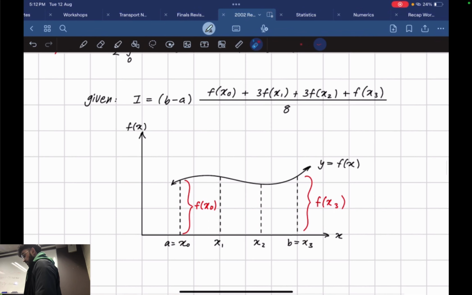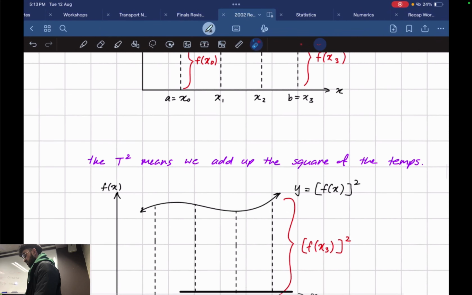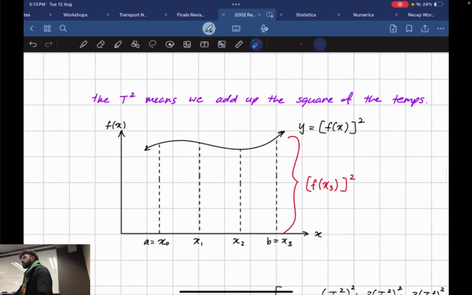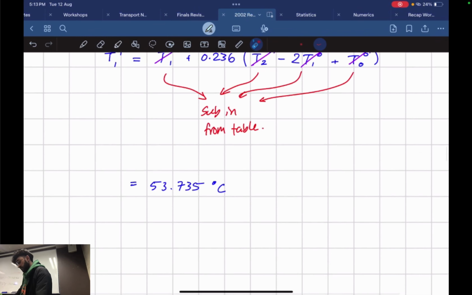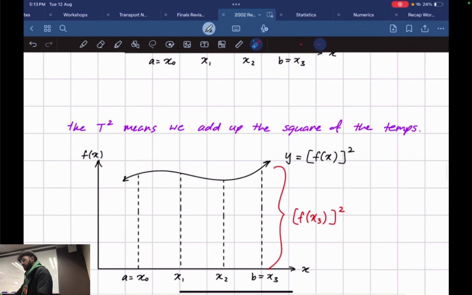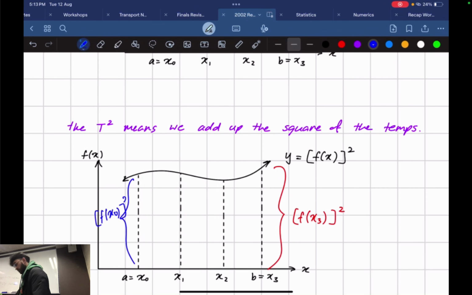But the T squared in the integral means we have to add up the squares of all the temperatures. So I square the function. The T squared is a square. They even say in the question, square of the temperature, calculated by integrating the square of the temperatures. So if I draw the graph of y squared, or f of x squared, all the y values will be squared as well. So this one over here is f of x0 all squared.